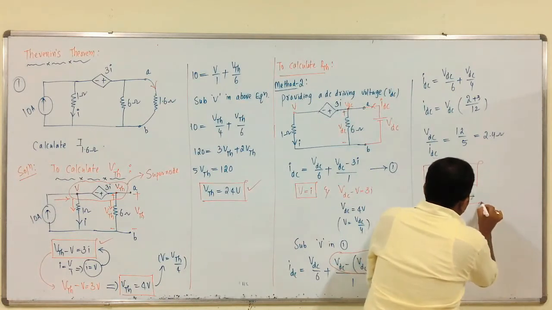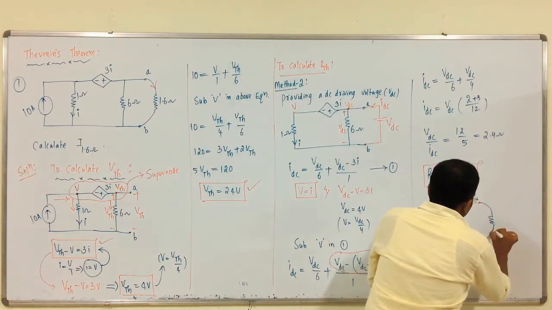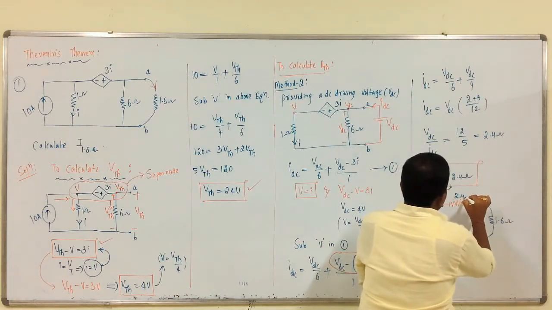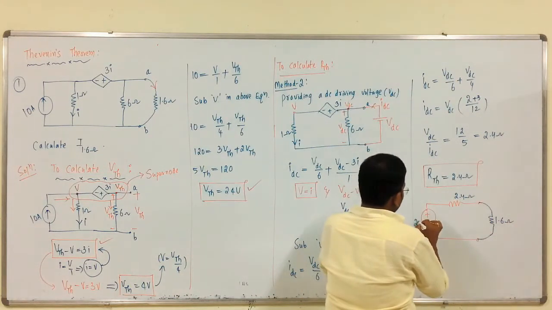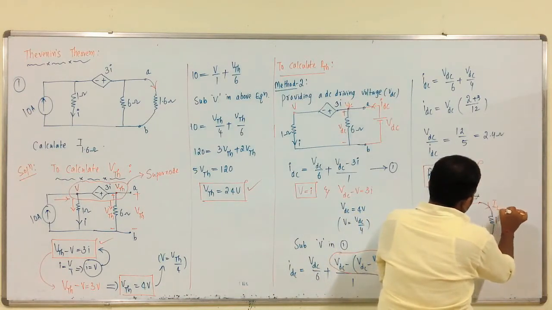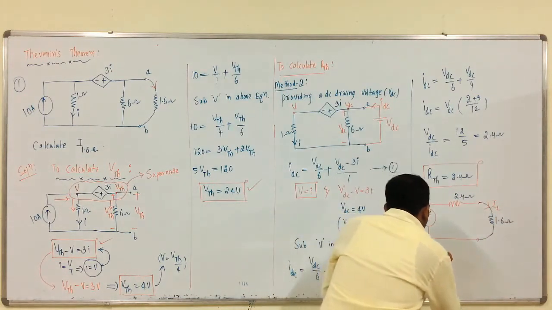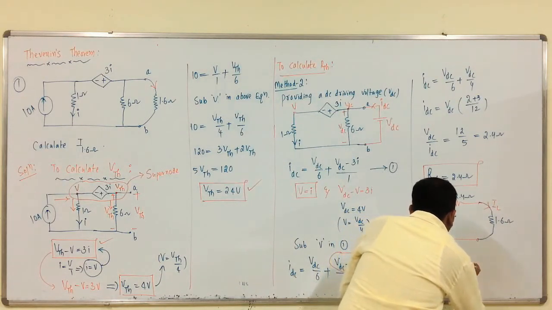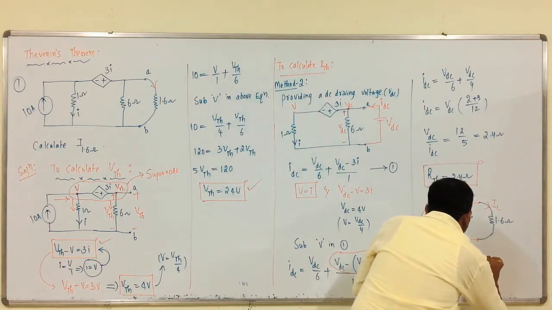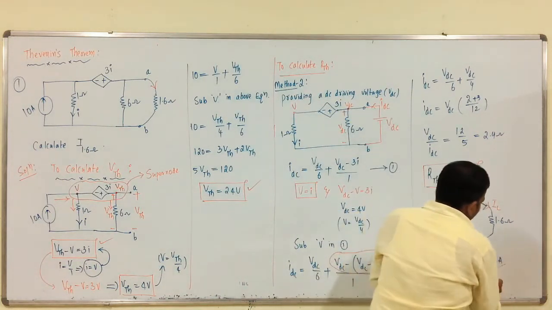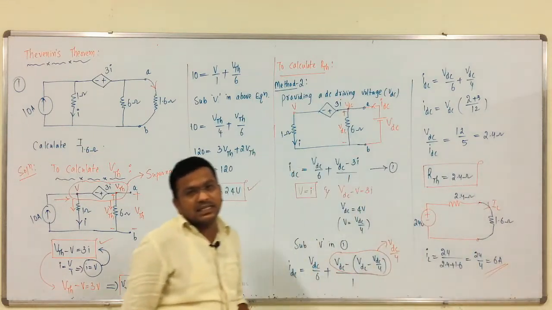This is the load, that is 1.6 ohm, and this is the Thevenin's resistance 2.4, and this is 24 volts. We have to calculate the current through this branch, IL. So, IL is equal to 24 by (2.4 plus 1.6), that is 24 by 4, which is nothing but 6 amps. See, from method 1 and method 2 we got the same answer, 6 amps.